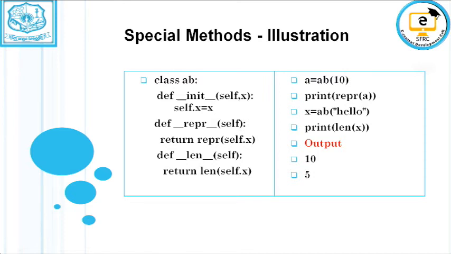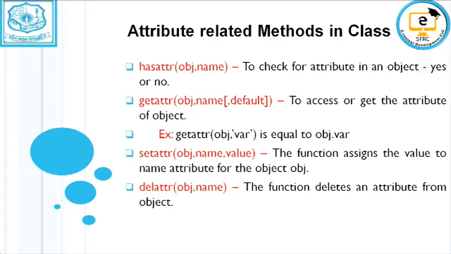The next one is attributes related to methods in a class. So, in a class you can include different number of attributes. To check whether an attribute is present in the corresponding object, you can make use of hasattr. The parameters you have to pass are the object followed by the name of the attribute present inside the corresponding object. If the name is present, then it returns a true value, or it can return a false value, that is yes or no.